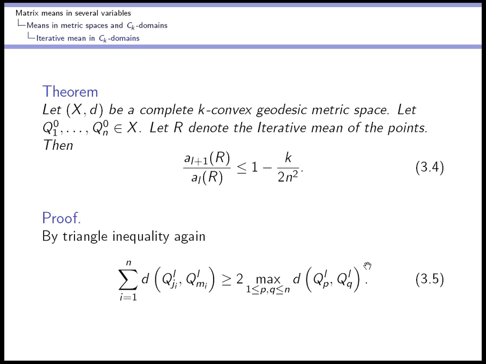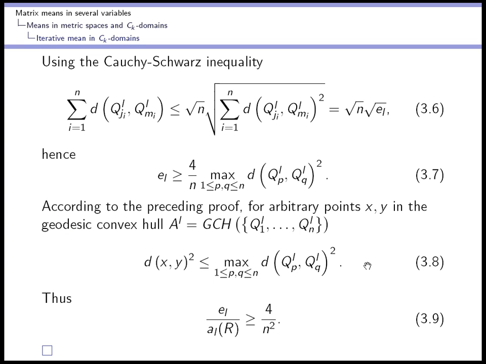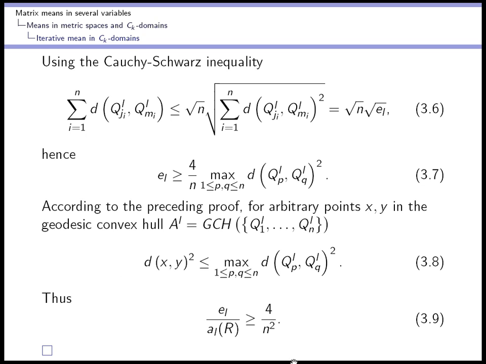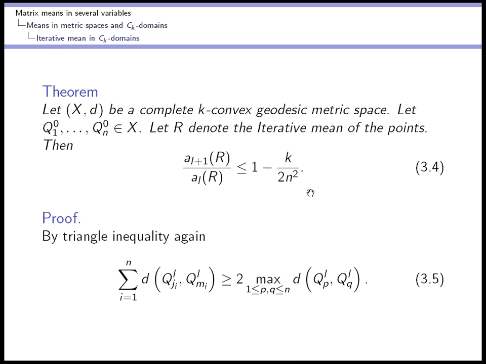Now, this is stronger than in the matrix mean case, because in the matrix mean case, we cannot even say that the convergence should be at least linear. Now, the proof of this, I think I omit the details, but it is based on some inequalities and the triangle inequality. What we do is use this 3.3 inequality. We divide by ALX, and we bound this term, EL over ALX, and that's it. And if we do that, we get this bound.